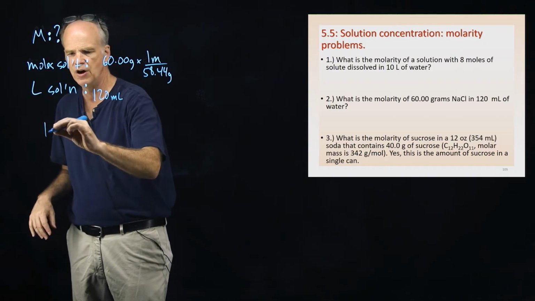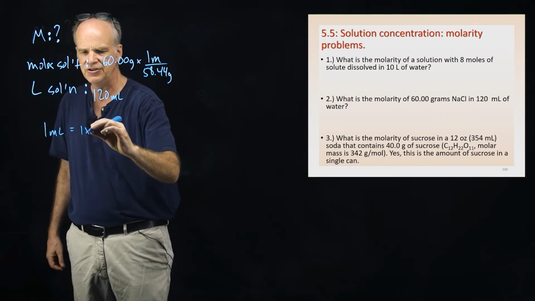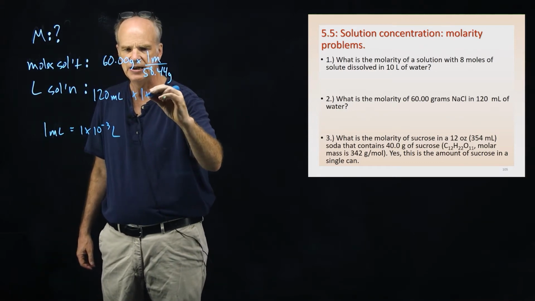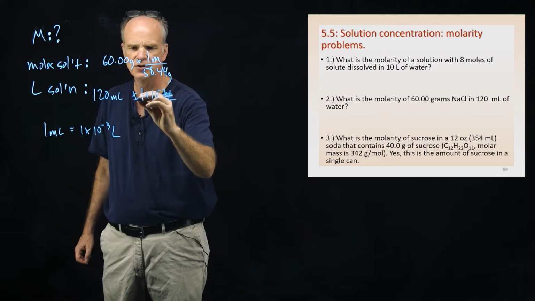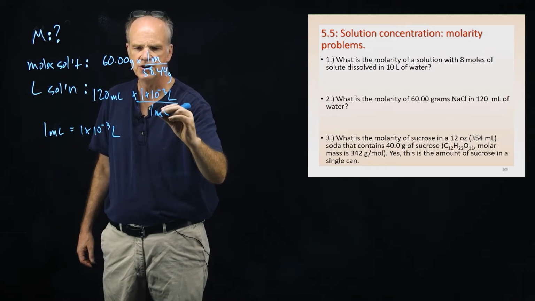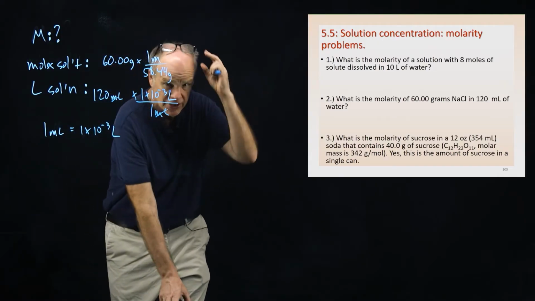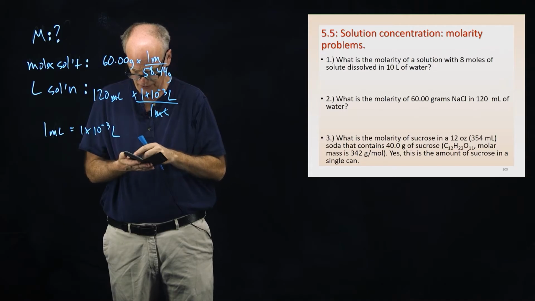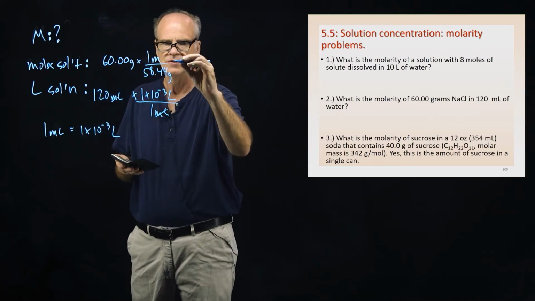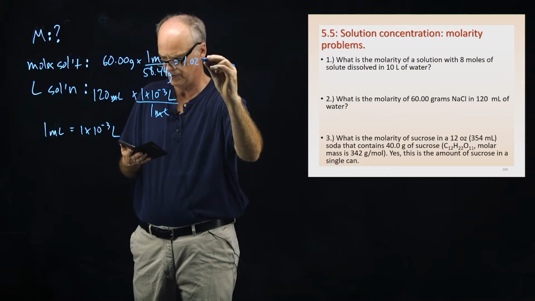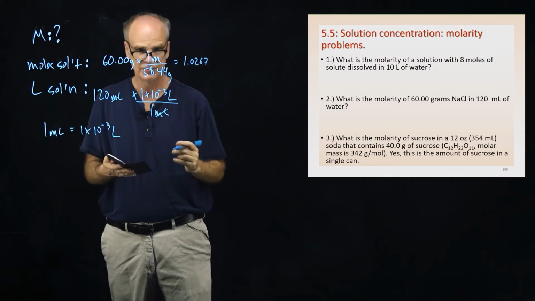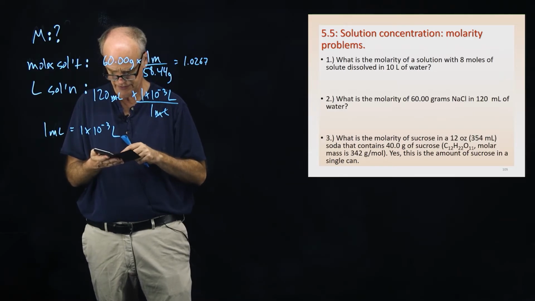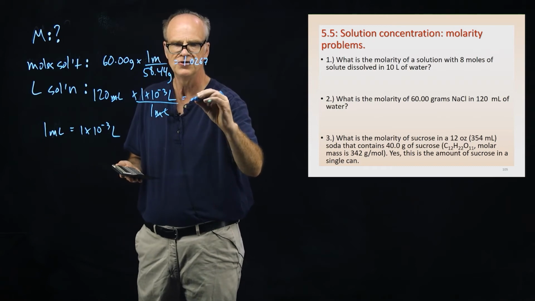And so I remember that 1 milliliter is equal to 1 times 10 to the negative 3 liters. So times 1 times 10 to the negative 3 liters over 1 milliliter. Okay, so we can do some math really quick. So I'm going to take 60 divided by 58.44, and I get, on my calculator, 1.0267. That should be enough significant figures. And then 120 times 1 exponent 3 negative, and I get 0.12.